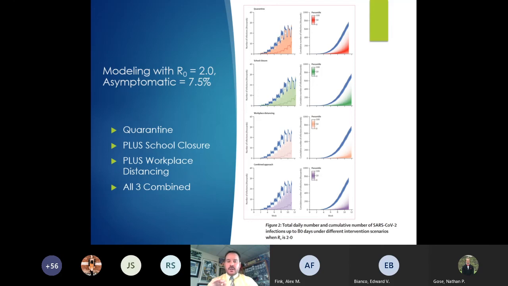And again, the dark line, that's what happens if you do nothing. And then the shaded part where it's darkest, that's going to be the most common simulation. So that's an overlay of all the simulations that they did. So where it's darkest, either red or green or whatever, essentially the difference between the darker line and the shaded part is showing you the impact on total infections as a result of these measures being taken. Now, this is asymptomatic 7.5% with an R naught of 2.